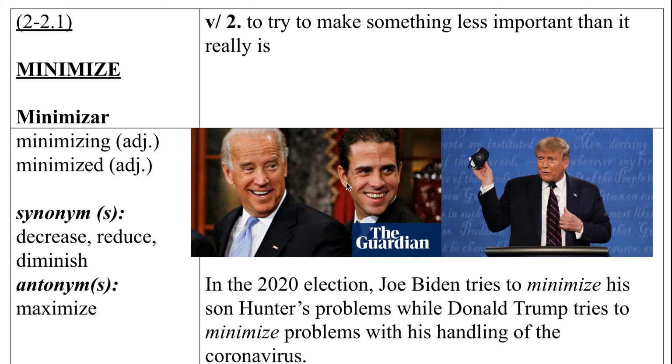So that's what minimize is for this meaning. It's basically you did something bad, but you don't want people to pay attention to it. So you try to say, I made a mistake, but it's not important. Don't worry about it. When in fact it really is more important, but you're trying to tell people it is not important. That's what that definition of minimize is. All right?